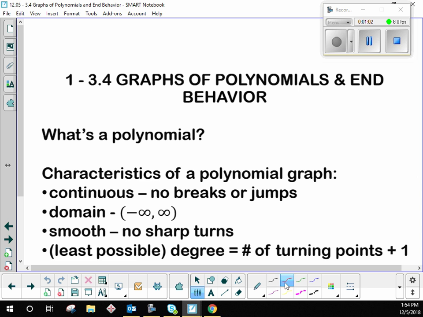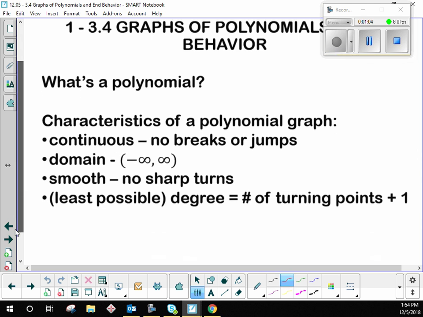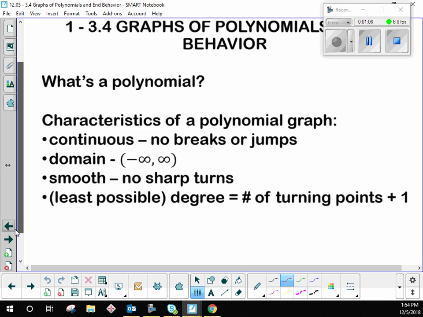So here's some, on this first piece of your notes, just some characteristics of polynomial graphs. And if a graph fails any of those, we would just say it's not a polynomial graph. So here's the first thing. It must be continuous, which means there are no breaks or jumps in the graph. So remember when we did piecewise functions? Not like that, okay, because those jump, they break. The domain, negative infinity to positive infinity, okay, that's part of being continuous and smooth. The x values go on in both directions forever.